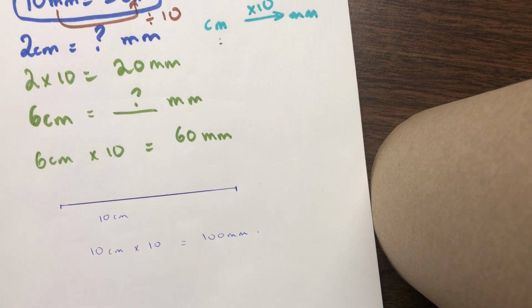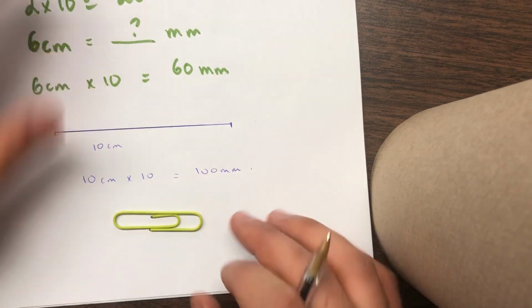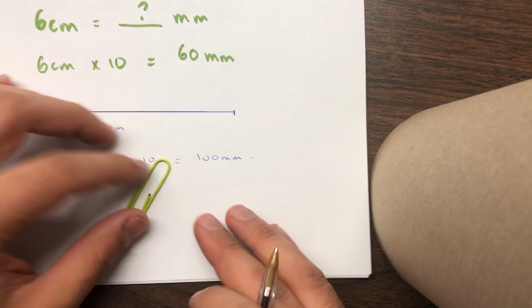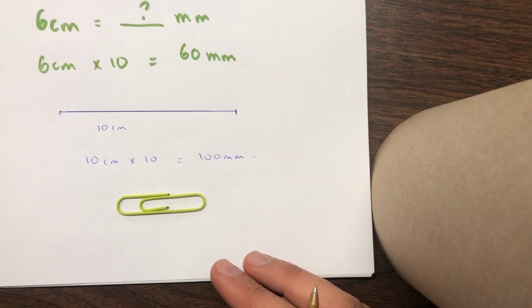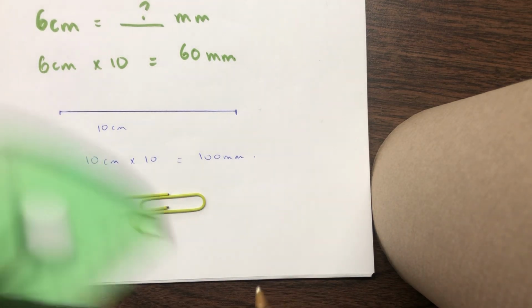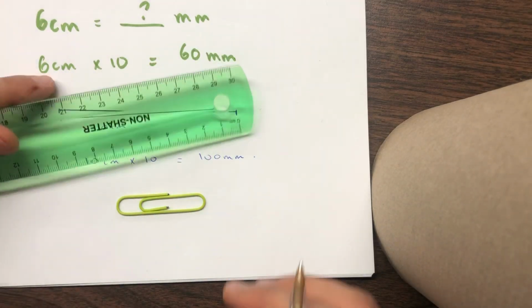I'd like to measure a paper clip. I have a paper clip over here because that's a question that I could ask you: measure a paper clip using your ruler. Again, you're going to get your ruler, and let's not forget, we must always start at 0. So we're going to start at 0.